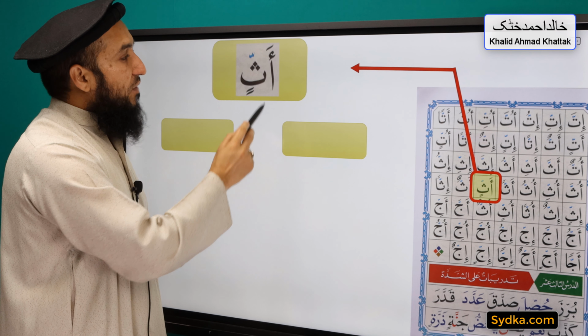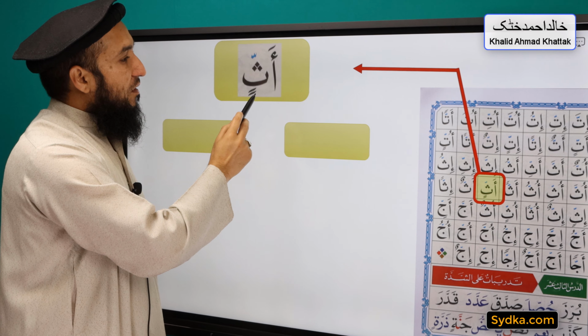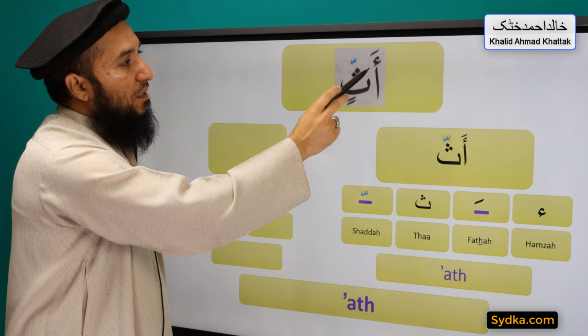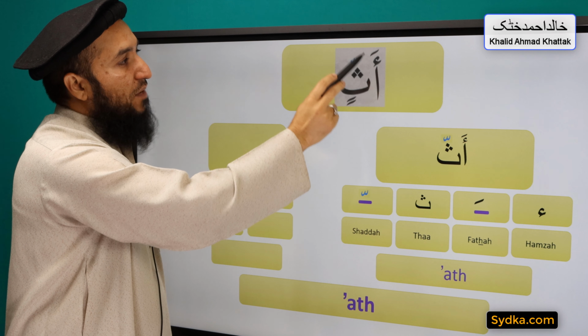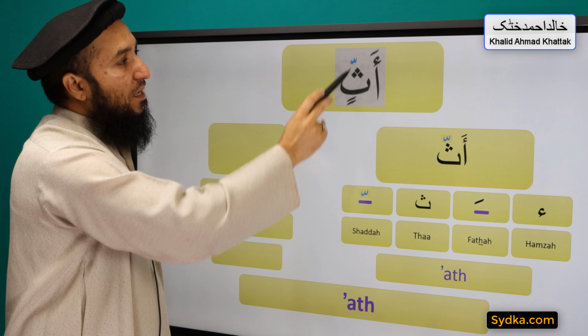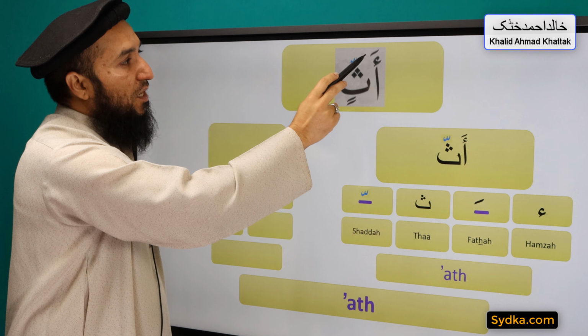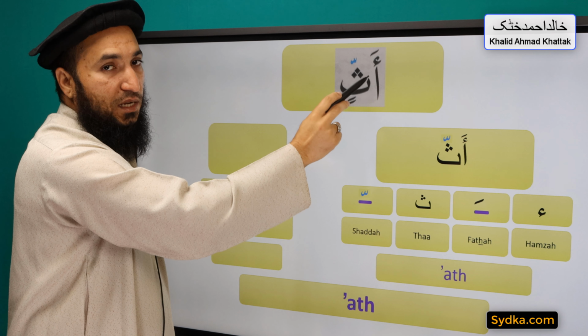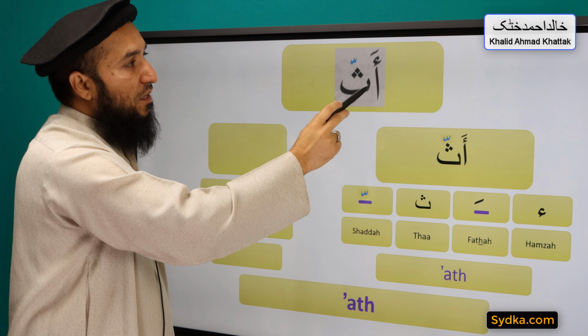The next word we have is athin, and it can be divided into two syllables. The first syllable we have is hamza, fatha, tha, shadda, ath. Hamza is a light letter, it has fatha on top of it, it is followed by tha, tha has a shadda. This alif is silent and it is used as a chair for hamza.